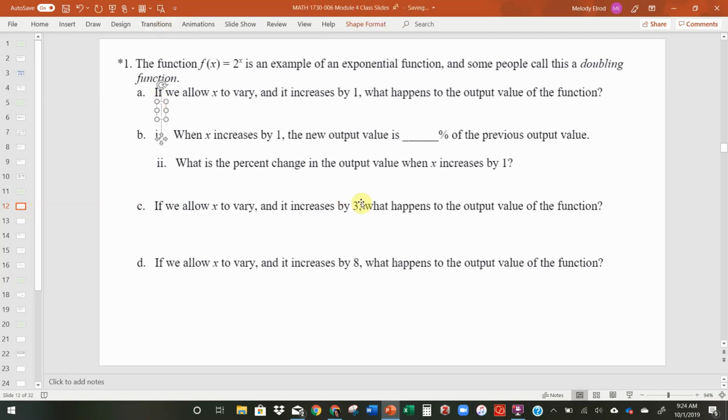Now, hopefully you have done what I asked you to do. If the input increases by 1, the output should double, right? If we go from 2 to the first to 2 to the second, that's twice as much. If we go from 2 to the fourth to 2 to the fifth, again, that's twice as much, because 2 to the fourth is 16, 2 to the fifth is 32, and 32 is twice 16. So the output should double every time.